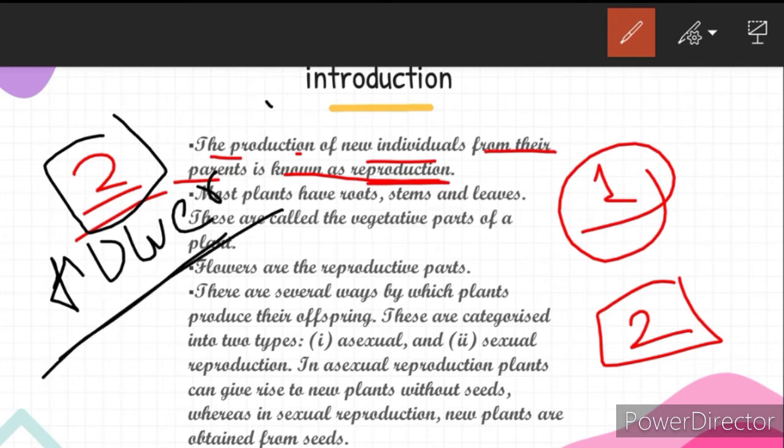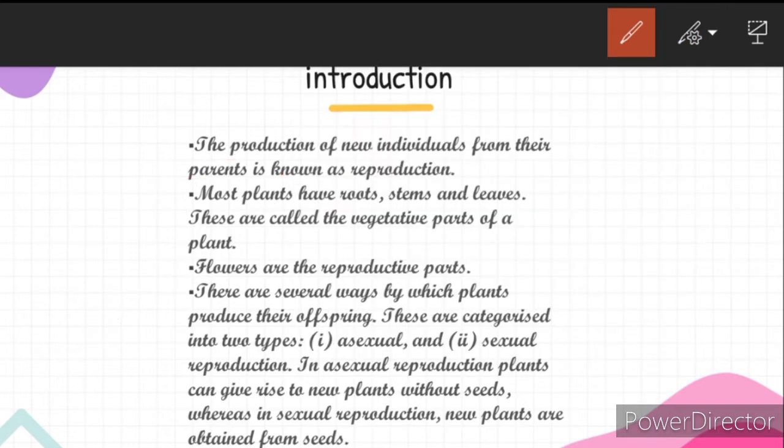This is the reason for reproduction. Like in humans also there are reproductive parts, in the same way, plants do have reproductive parts, which is the flower only. Now there are a lot of ways through which plants reproduce: budding, fragmentation, vegetative propagation, or spore formation. There are a lot. So we are classifying all of them into two major categories: sexual reproduction and asexual reproduction.